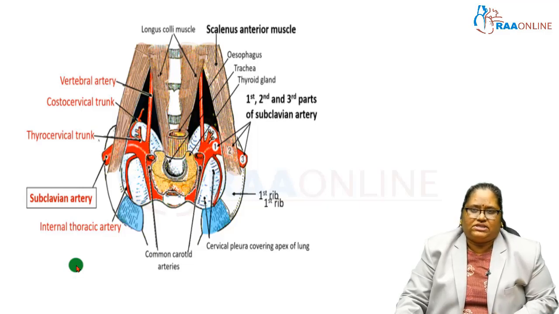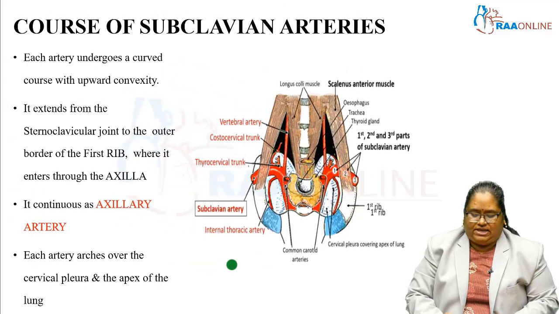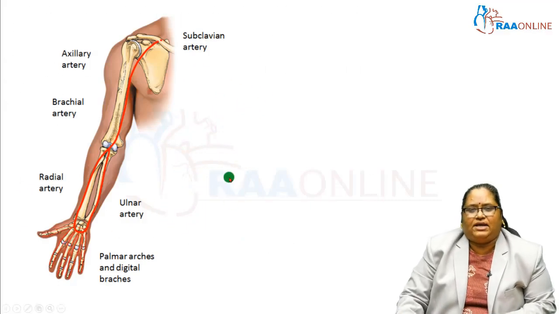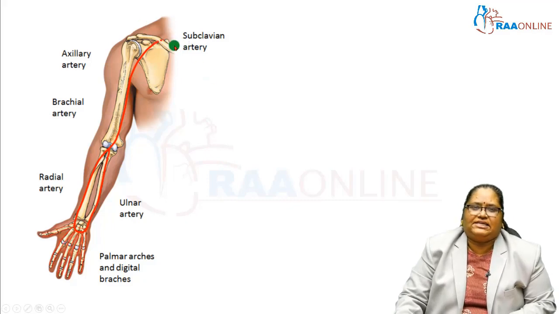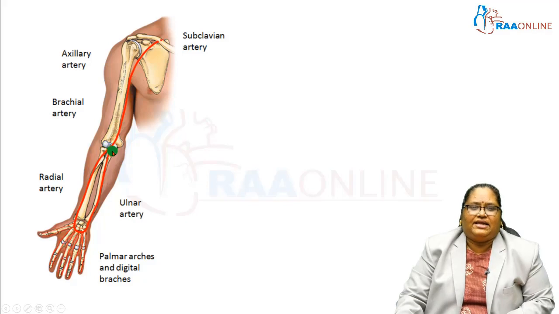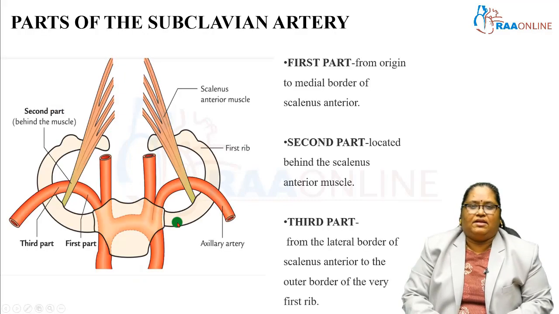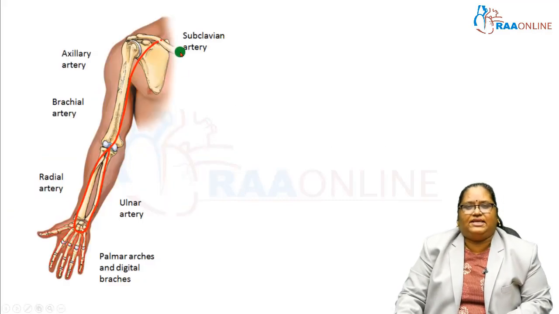Now we have seen the course. Now we will see the branches of the subclavian artery. Before that, if you look at this picture, the subclavian artery as it enters the axilla continues as the axillary artery, then continues as the brachial artery. Then the brachial artery divides into the radial artery and the ulnar artery, and they enter the palmar arches and the digital arches. So this picture shows that the subclavian artery is the main artery of the upper limb, and it also gives branches to the brain and the neck.